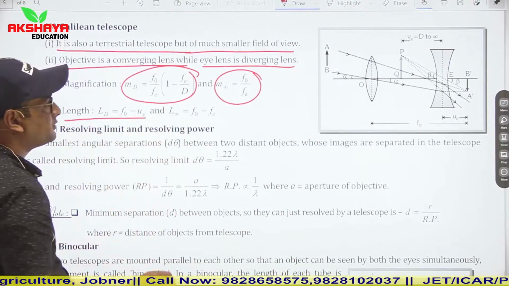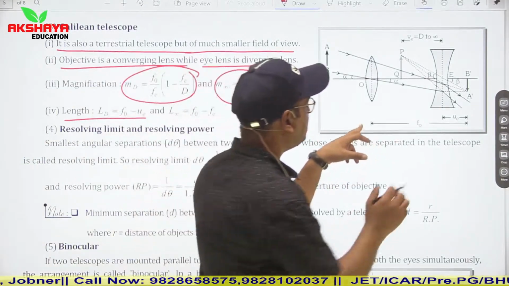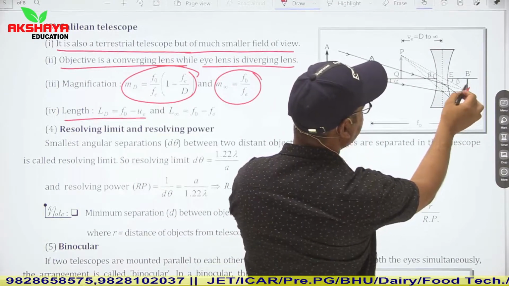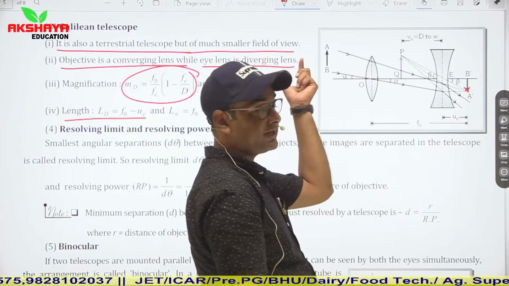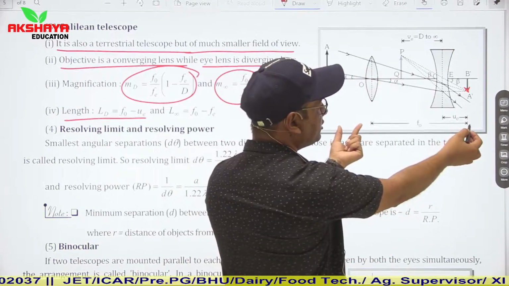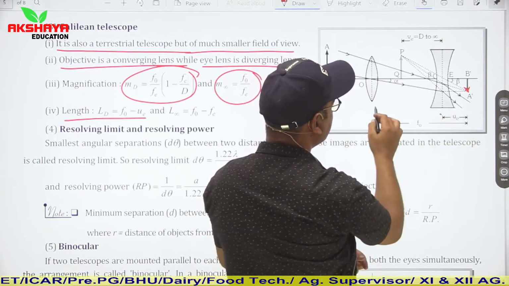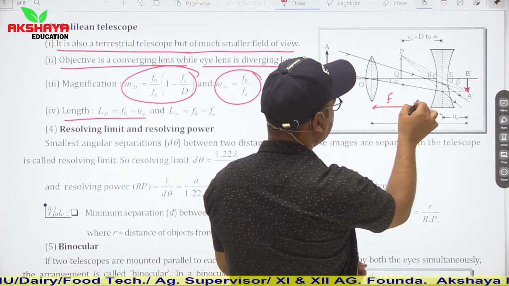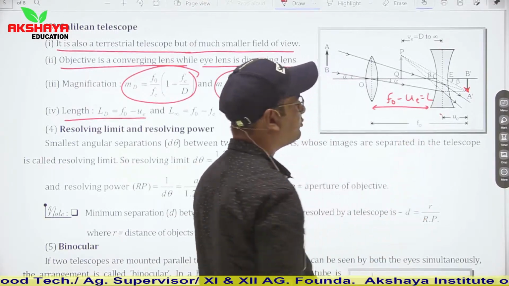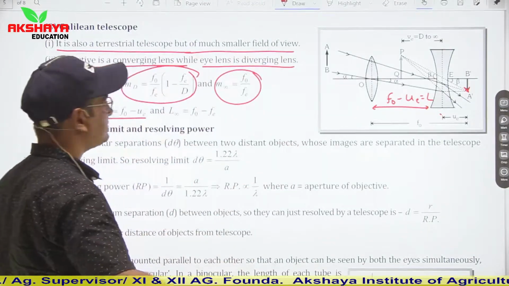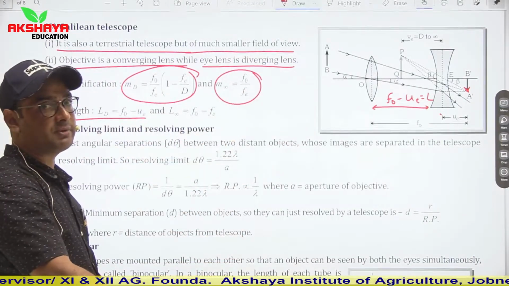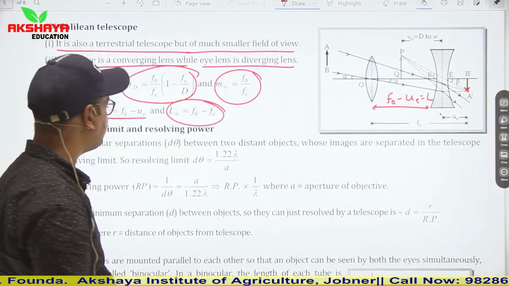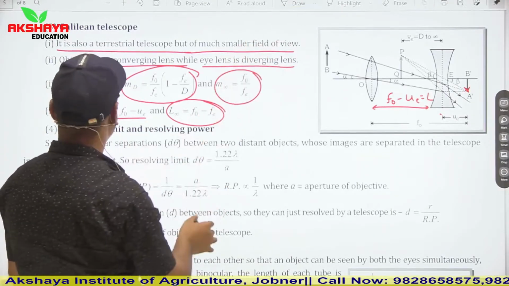Length of tube. See, this is the focal length of the objective. Its image is formed at this point A dash B dash, because the object is at infinity. So this distance is known as the focal length of objective and this is the UE. So the separation between these two lenses is FO minus UE. So FO minus UE is equal to the length of tube. This is the general case. And if we talk about the final image formed at infinity, then it is FO minus FE. So this is all about the telescope.